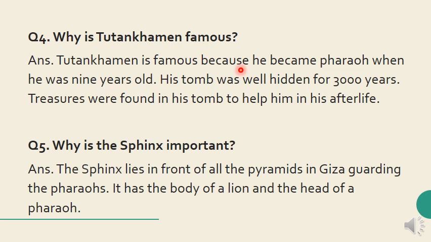Alright students, so he was famous because when he became ruler he was just like 9 years old, and when he died he was like 19 years old as well. He was the youngest ruler, and his tomb was hidden very properly for 3,000 years, and his treasures were found when archaeologists dug somewhere. So they found some treasures, his things over there, left for the people for his afterlife.